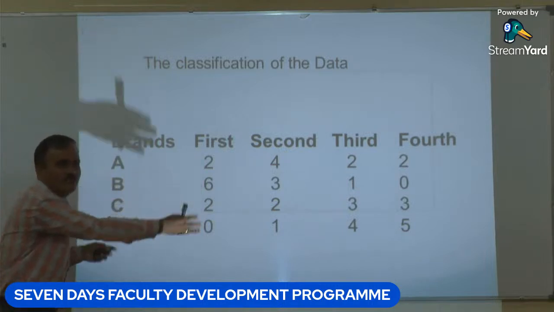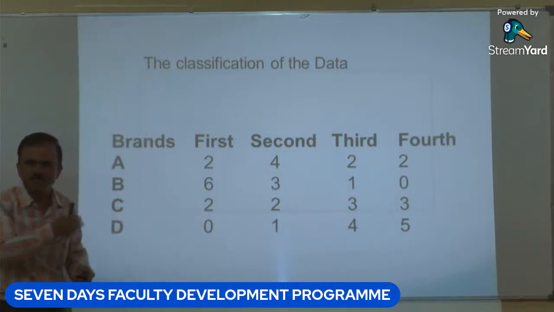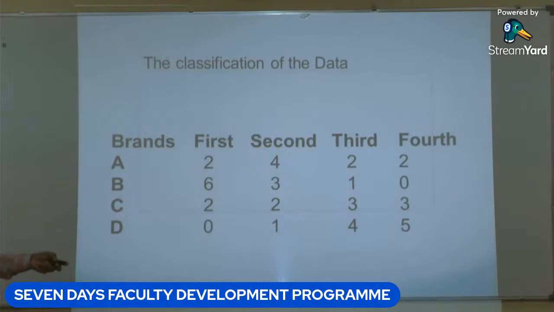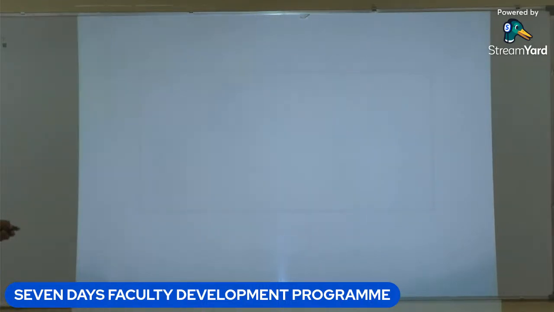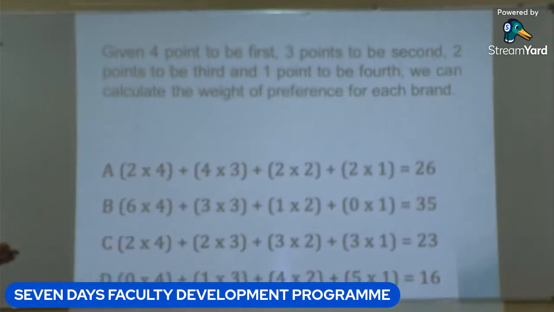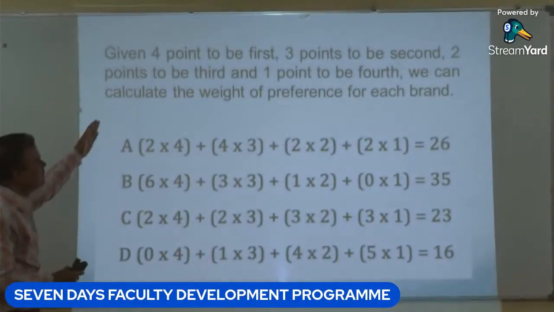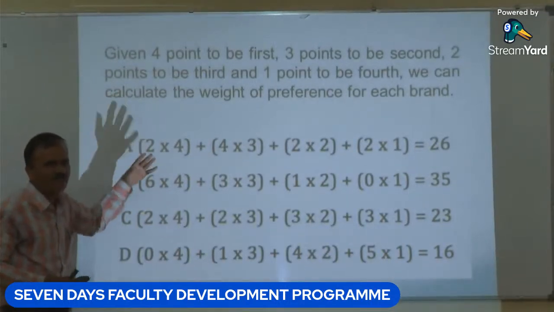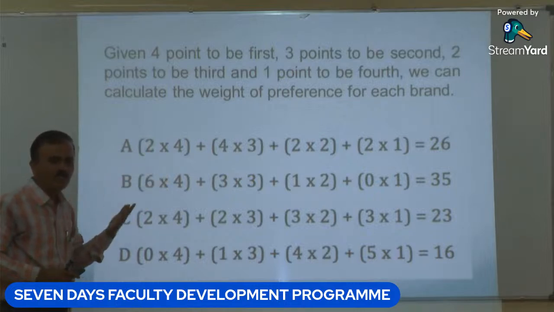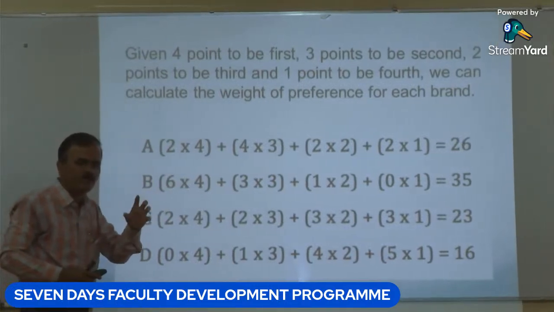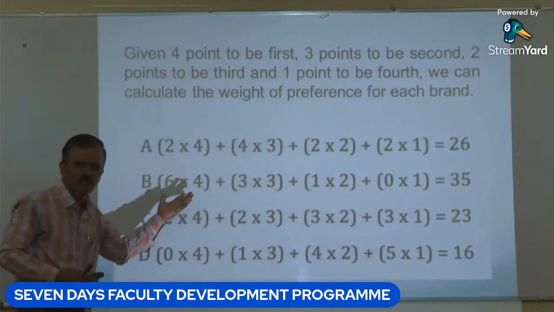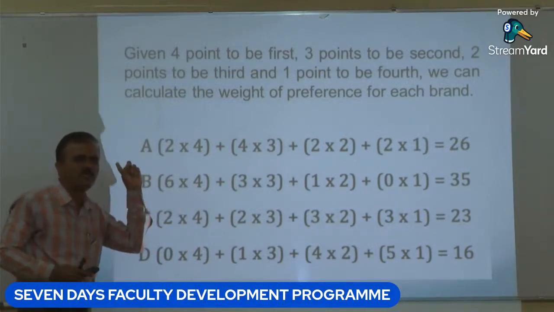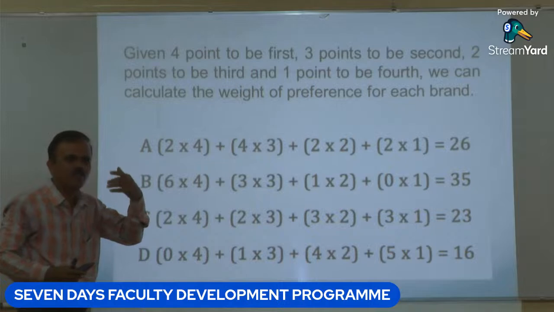So this is a summary of the earlier table. Then, if you have to give the weight for this, because there are different opinions and the numbers you have seen, only 2 persons preferred A brand, like that. So then we have to give a weight.